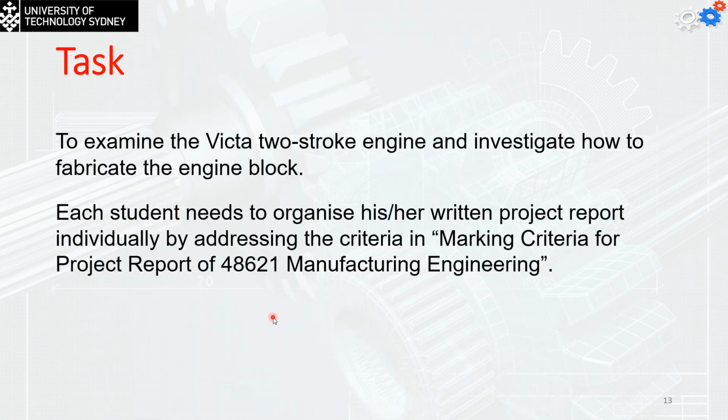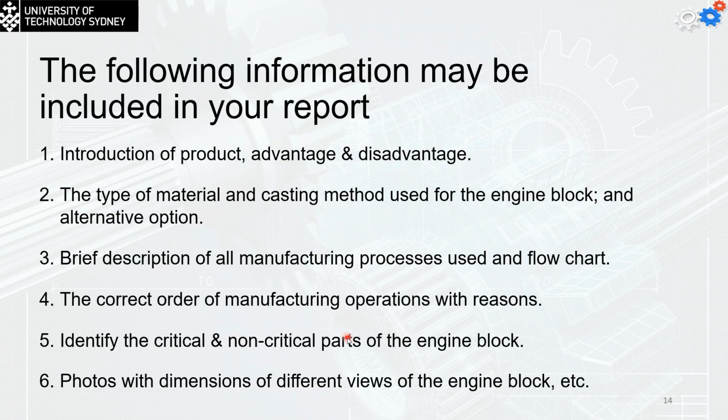So the task we would like to have in this session is to examine the Vector two-stroke engine and investigate how to fabricate the engine block. Each student individually needs to organize his or her written project report by addressing the criteria that can be found in the marking criteria for the project report of 48621 Manufacturing Engineering. It's available on Canvas. You can find it in the first module within the modules.